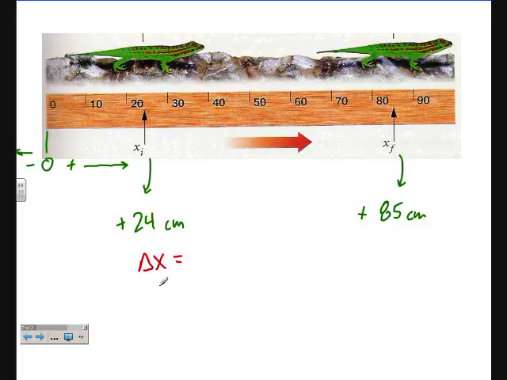So we said anytime we have a delta or a change in something, we're going to go the final value minus the initial value. So this gecko ended up at positive 85 centimeters. That's his final position. We subtract the initial position, which is positive 24 centimeters. I think we're at the point now where we can do this math, and we end up with 61 centimeters. Good there? Hope so.